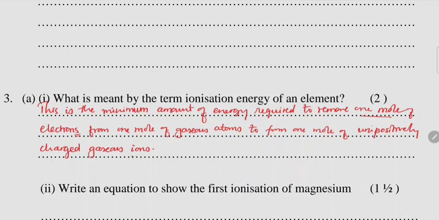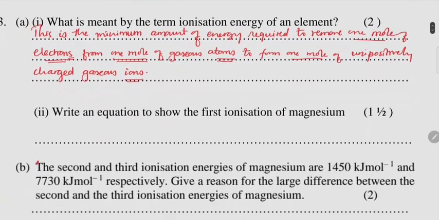The only reason why I'm using these ions, atoms, electrons is because I'm using 1 mole throughout. You can also use 1 electron from 1 gaseous atom to form 1 unipositively charged gaseous ion. Okay.